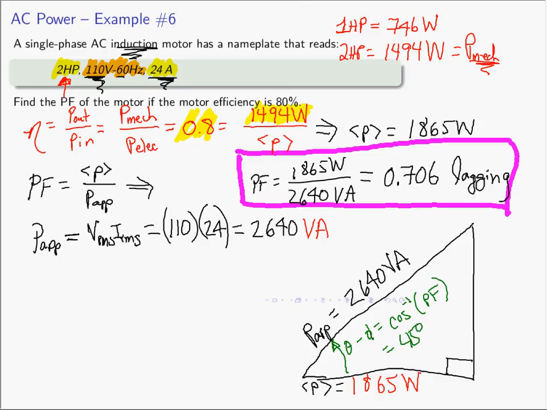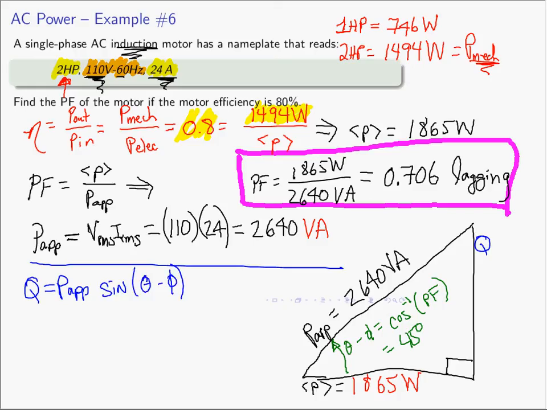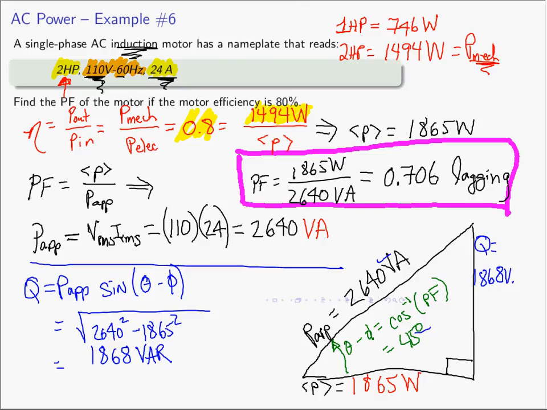And then over here on the right is the reactive power. And the reactive power we can find two ways. We can say it's the apparent power times the sine of theta minus phi, and we have all the numbers in the triangle. Right there's the apparent power, there is the theta minus phi number. We could do that, or we can just use Pythagoras. It's the square root of 2,640 squared minus 1,865 squared. And when you do this, you'll find the reactive power is also about 1,868, 69 volt amperes reactive, and that's simply due to the rounding. It's a 45-degree angle. They're roughly the same, 1,868 VAR.